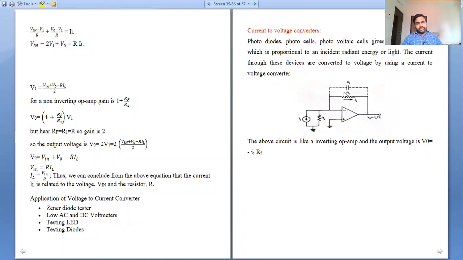And there is a feedback resistor, and a capacitor is connected here. Sometimes we take resistor feedback and sometimes capacitor feedback, depending upon the application. Sorry, this is an inverting type operational amplifier, not a non-inverting type, and the non-inverting terminal is grounded.